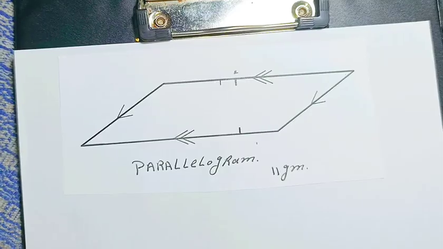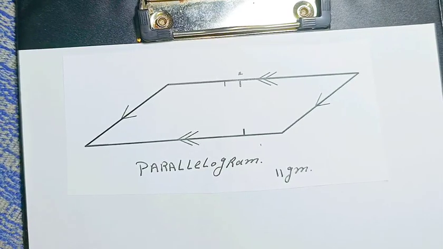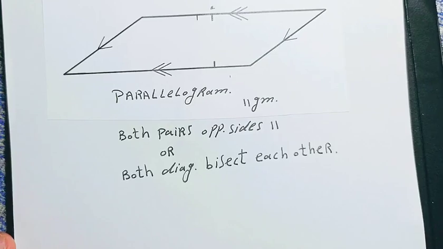parallel. So this is a parallelogram. The first approach is both pairs of opposite sides are parallel, so we're going to use the gradient formula. The second approach is we can prove that the diagonals bisect each other, then we're going to use the midpoint formula. I'm going to show you now.